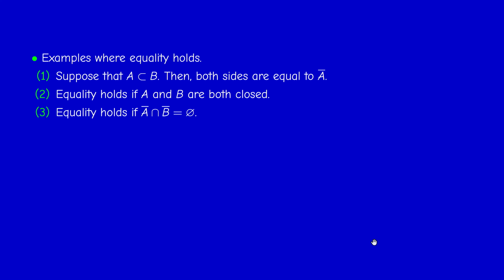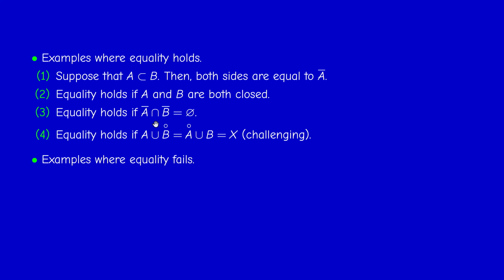Okay, less trivial example. Well, also trivial, but if A bar doesn't meet B bar, then of course A doesn't meet B. So both sides are empty actually in this case. This is an extreme case.